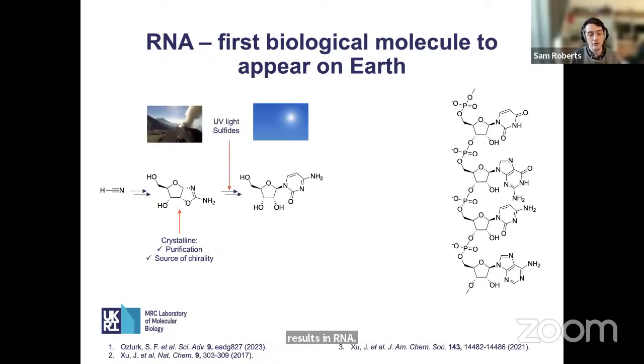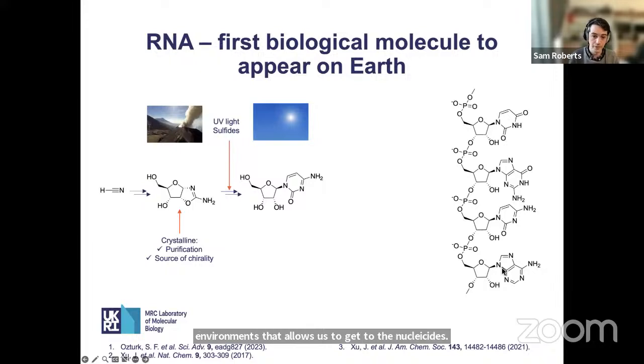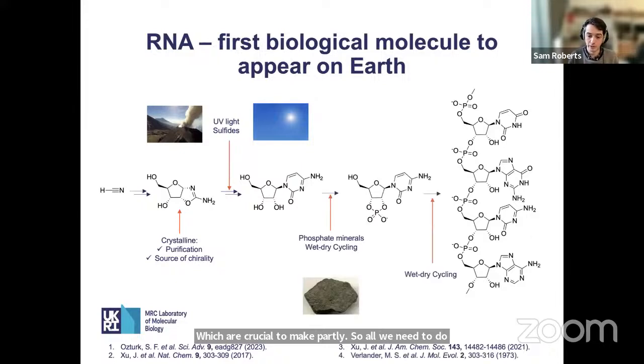Subsequent chemistry, which is dependent particularly on various sulfide molecules that can be emitted from volcanic outgassing, think like the geysers at Yellowstone and so on, but also crucially UV light, allows us to get to this molecule here. This means that we can start to put certain constraints on the type of chemical environments that allow us to get to nucleosides, which are crucial to make RNA. So all we need to do now is add phosphate and couple these two things together, both of which we can do by wet-dry cycling on minerals containing phosphate. There are still some gaps in this story, particularly the purines, which we have routes to but are not particularly satisfied with. But there's some really exciting work going on in the lab at the moment.